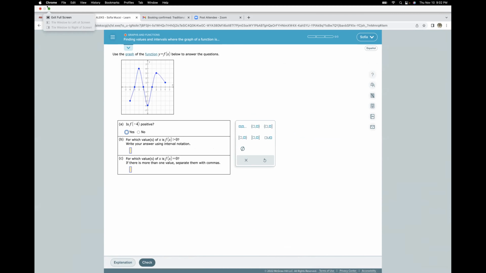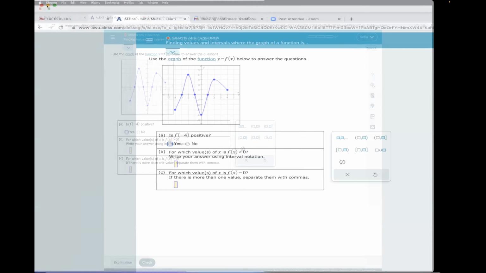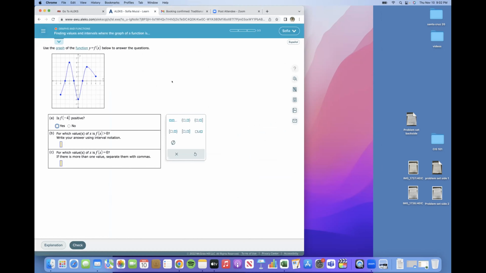Snip of this, and I'll share my screen. Okay, here we go.